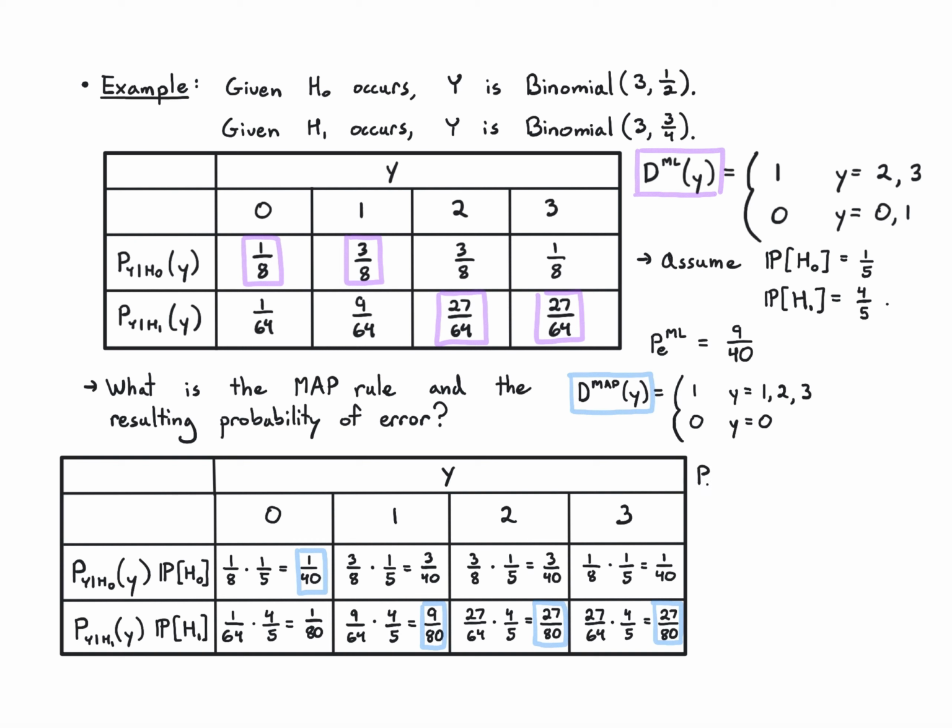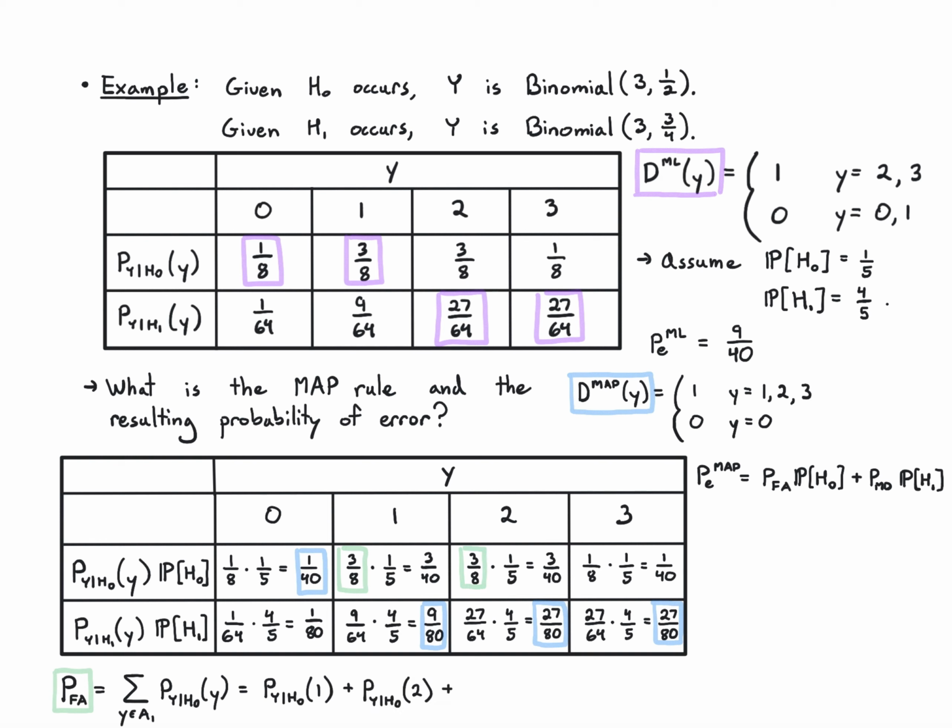Let's work out the probability of error. The probability of error is the probability of false alarm times the probability of H0 plus the probability of misdetection times the probability of H1. Probability of false alarm is now going to be larger, right? Because I have a larger decision region for hypothesis 1. I'm adding up the conditional PMF of y given H0. So I have the probability of y given H0 at 1, and then again at 2, and then at 3. I'm circling those in green, the values that I actually need.